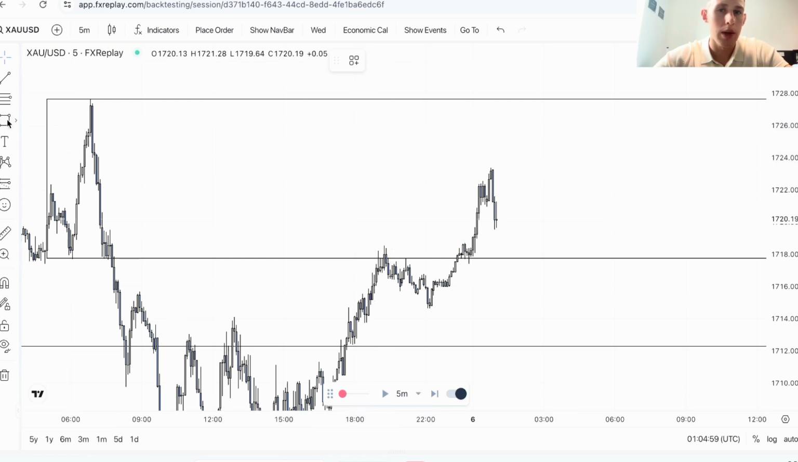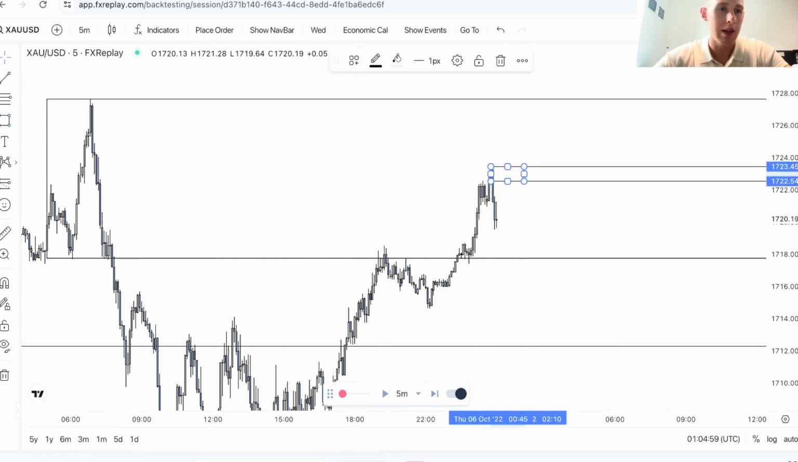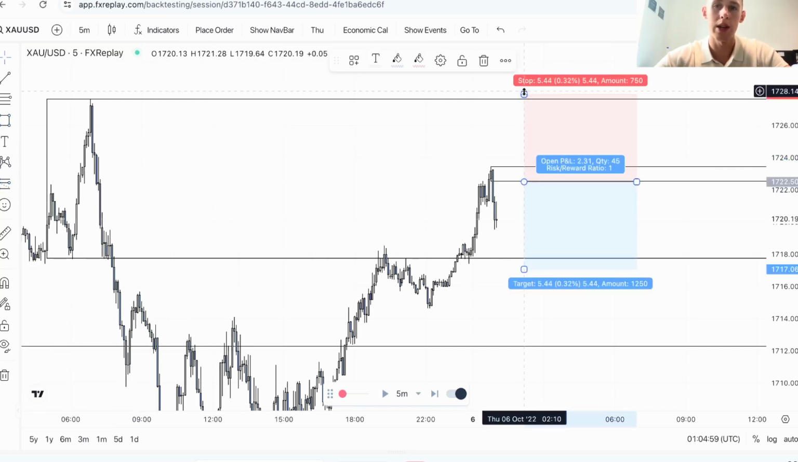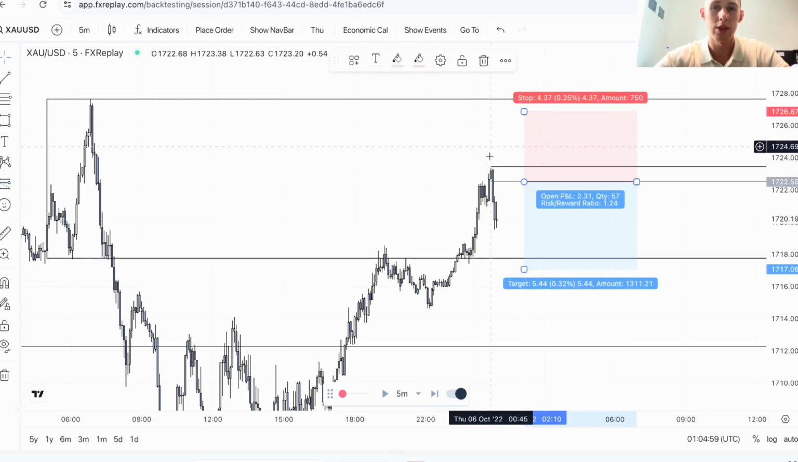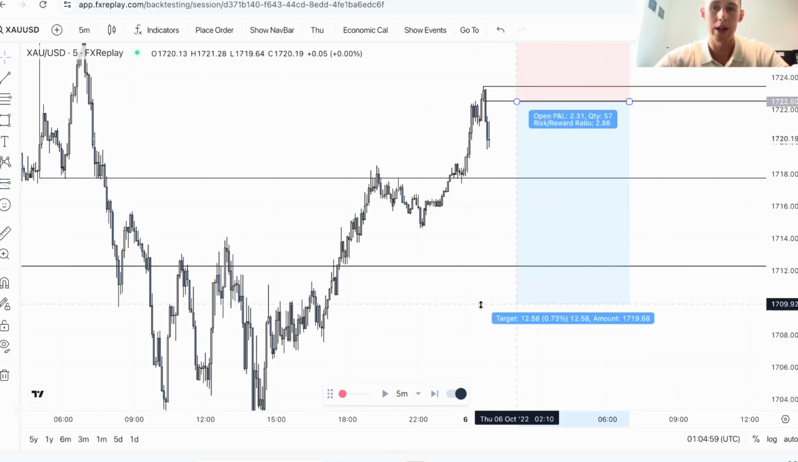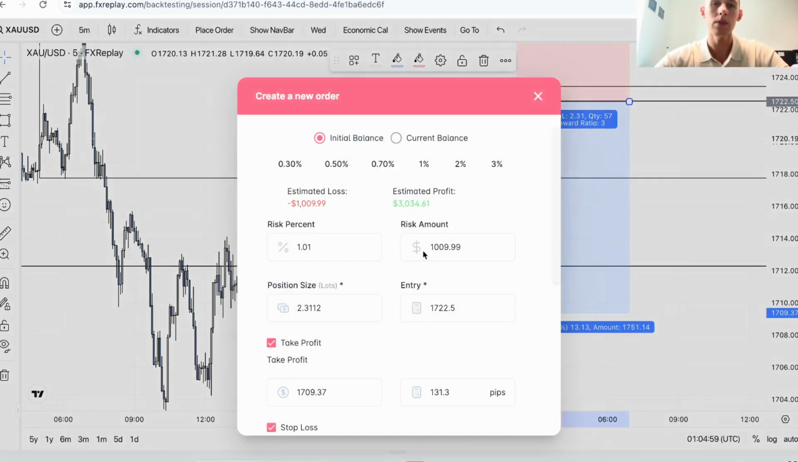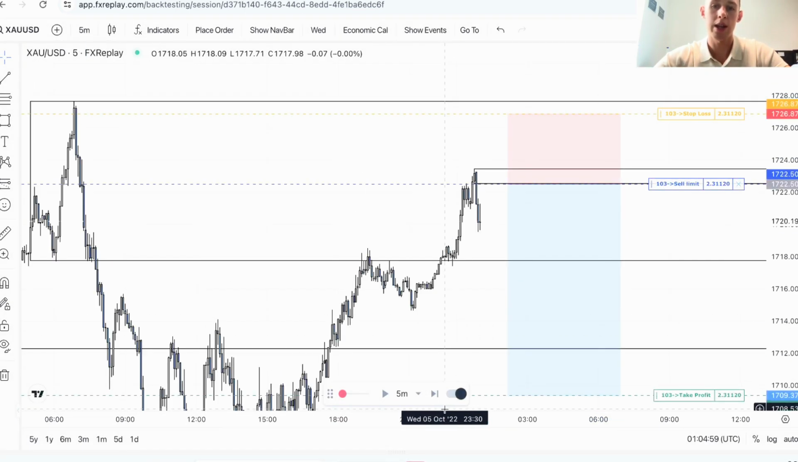Nice, so we had the breaker structure. Here's our level of supply. That is a tiny area. So what I would see a lot of people do in this scenario would be enter something like this. I'd much rather have the stops just above there and then target the 1 to 3. So let's see how that reacts.